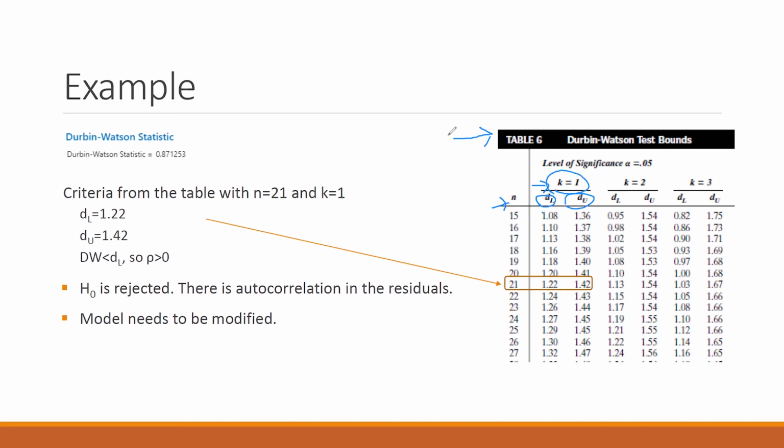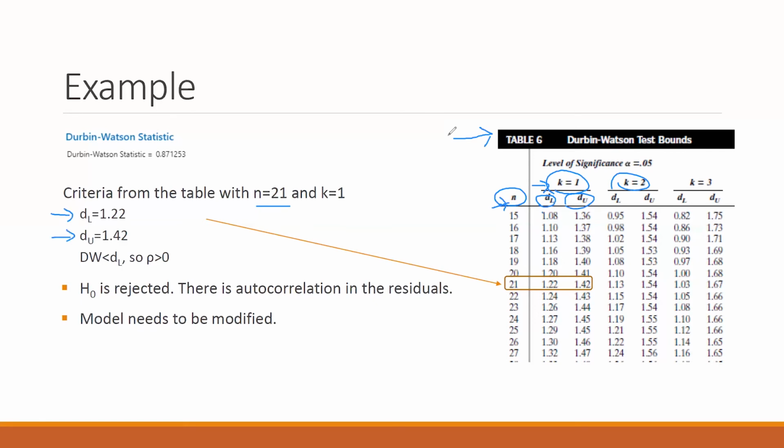Now, we suspect that the error term in the current period is related to the error term 2 periods ago. Then we're going to pick k equal to 2 because that's called second order serial correlation. And this n refers to the sample size. So for the data we have 21 observations. That's why we'll pick n equal to 21. The lower bound is 1.22, and the upper bound is 1.42.